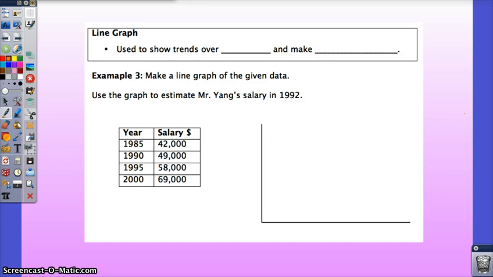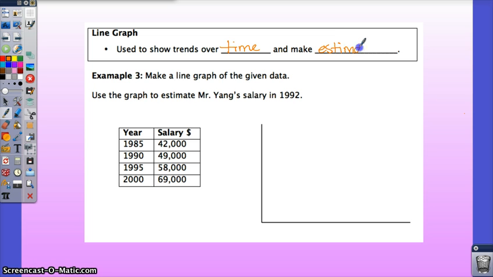The last type of graph we're going to talk about today is a line graph. A line graph is typically best used to show a trend over time. You want to show how something changed over time, and it can also help to make estimates. Think about a time graph.